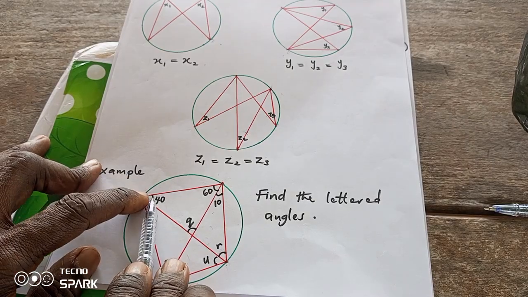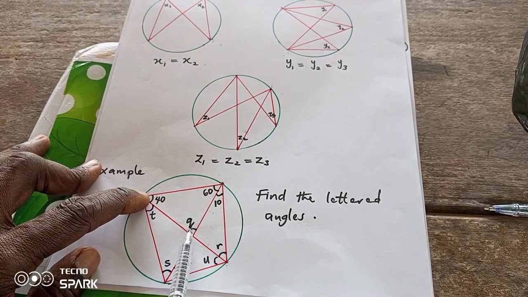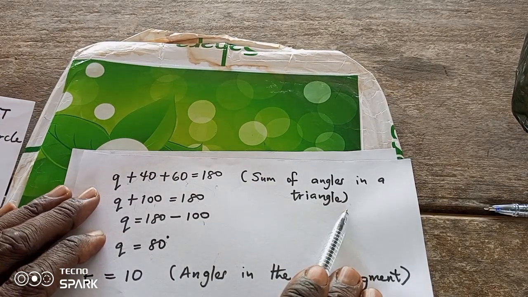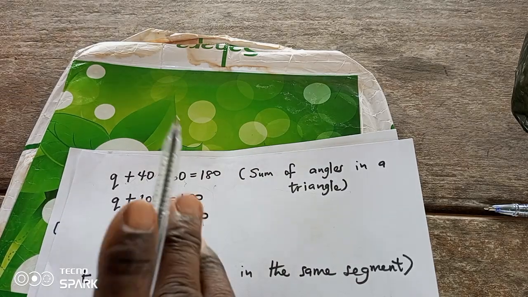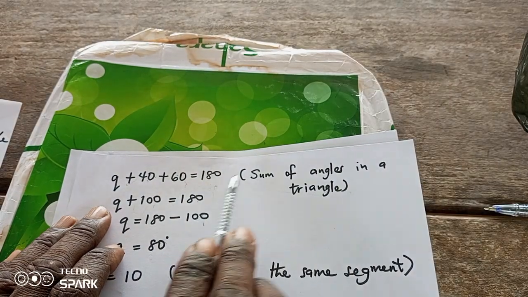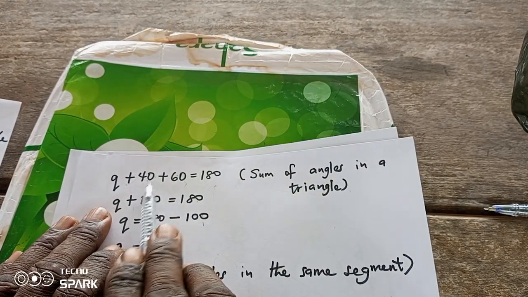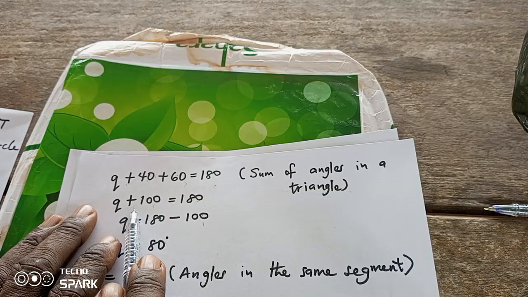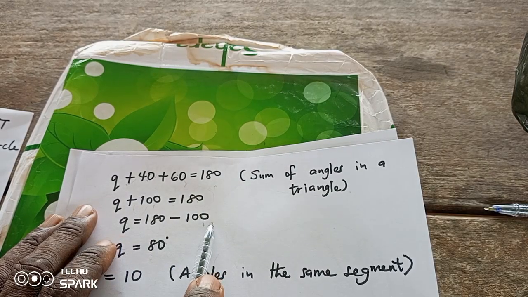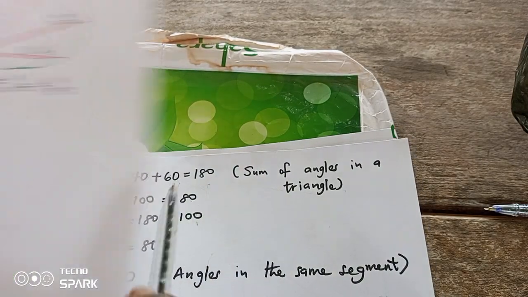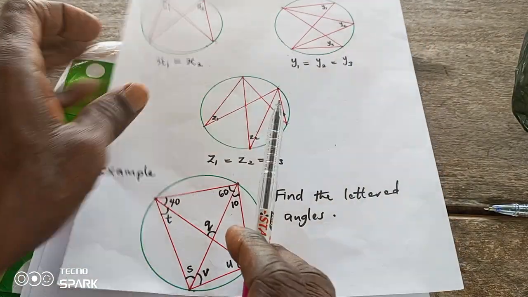So if you add angle 40 plus angle 60 plus angle Q, it should be equal to 180. That is the sum of angles in a triangle. Without the reason you are wrong, so you must always state the reason. So angle Q plus 40 plus 60 should be equal to 180. Why? Sum of angles in a triangle. 40 plus 60 is 100. So Q plus 100 is equal to 180. If you move this 100 to this side, that is minus 100. 180 minus 100 gives you 80. So angle Q is 80 degrees.